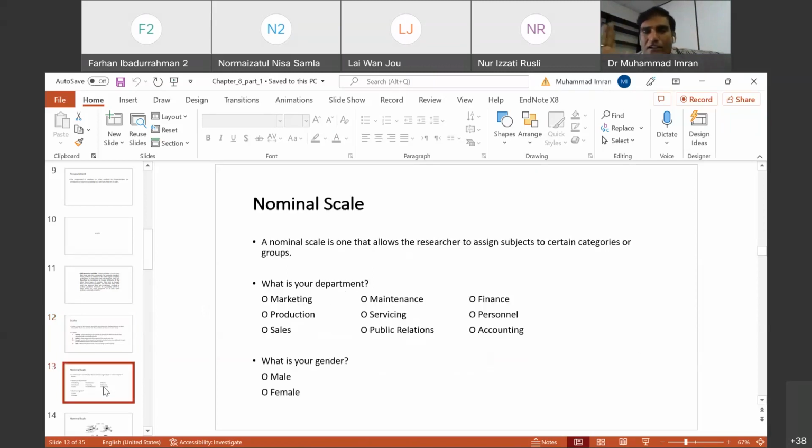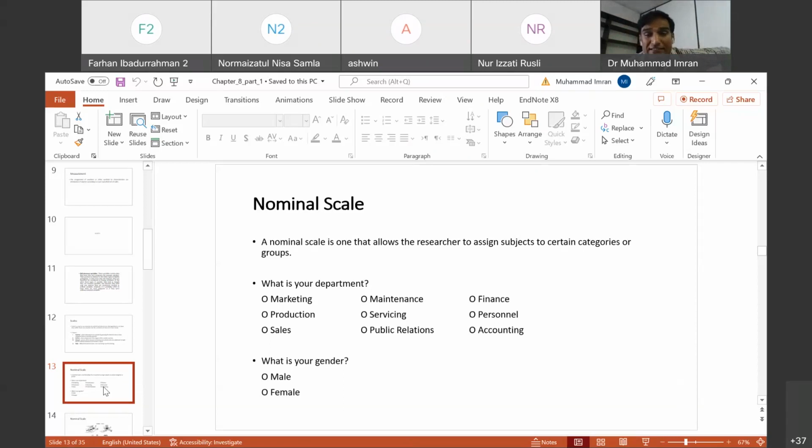Now we are going to discuss the nominal scale. Here I can give you more detail. A nominal scale is one that allows the researcher to assign subjects or categories to groups. Suppose, what is your department? You can say marketing, maintenance, servicing, personnel meaning HRM, accounting, sales. What is your gender? Give the category, male and female, two categories, and you may select one. Understand? Just give the label, just give the name. In simple terms, just giving a name to any object is called a nominal scale, but with no order.